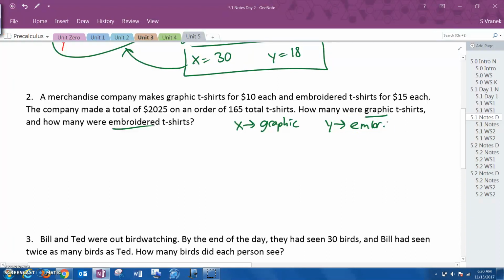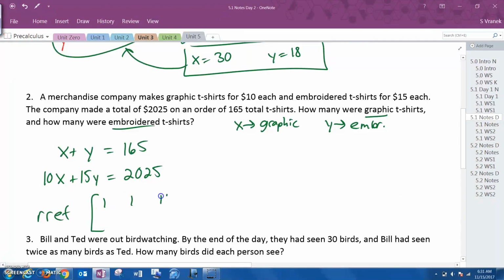So usually with these problems, you've done these in Algebra 1 and Algebra 2, you have an equation that deals with the quantity. So we know the total amount, x plus y, has to equal 165 total shirts. And then we have a second equation that's usually the money. So we know that each graphic tee was $10, each embroidered tee was $15, and that we earned $25. Okay? So now what we're going to do is get our augmented matrix and put it into RREF. I'm going to use that in this case because it's nice and set up for that, and we're dealing with bigger numbers. So why not?